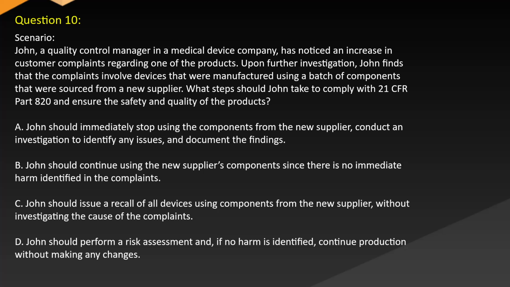A. John should immediately stop using the components from the new supplier, conduct an investigation to identify any issues, and document the findings. B. John should continue using the new supplier's components since there is no immediate harm identified in the complaints. C. John should issue a recall of all devices using components from the new supplier without investigating the cause of the complaints. D. John should perform a risk assessment. If no harm is identified, continue production without making any changes.